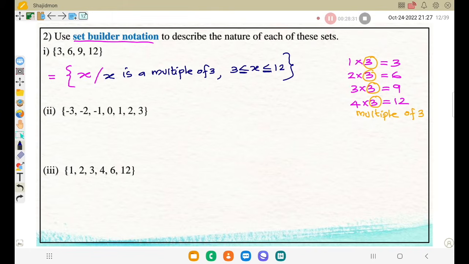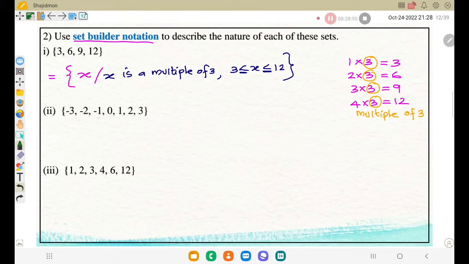Just identify that number. Think yourself and identify the number. What is the order of that number, the importance of that number? Multiple of 3. So we can write set of all x such that x is a multiple of 3, 3 less than or equal to x less than or equal to 12, starting from 3 and ending at 12. In between, what are the numbers? Including 3 and 12. Now let me go to the next one.